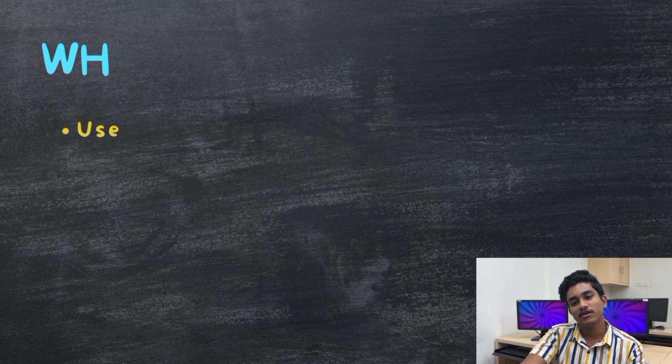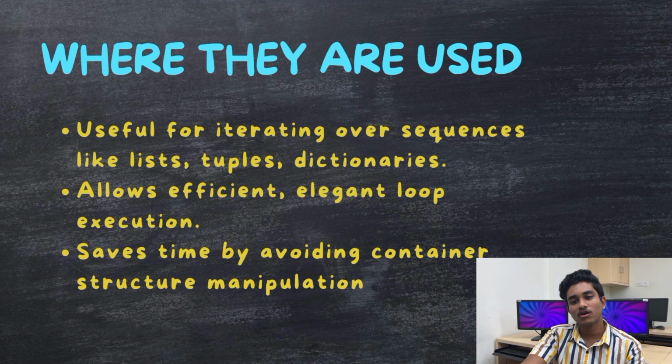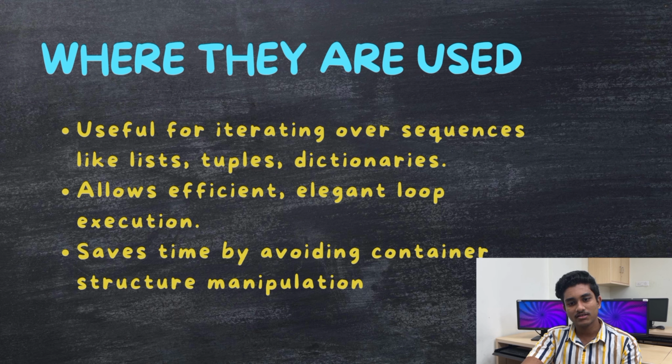Now let us see where they are used. Looping techniques in Python are useful for iterating over sequences like lists, tuples, dictionaries, and other iterable objects. They allow for efficient and elegant execution of loops as they don't require manipulating the overall container structure or in-place changes, saving time.